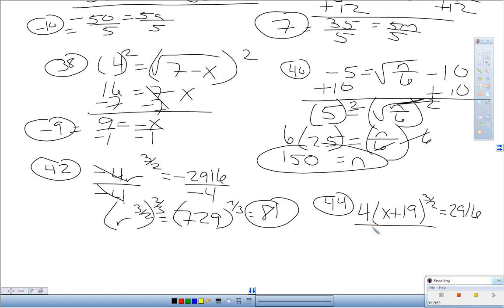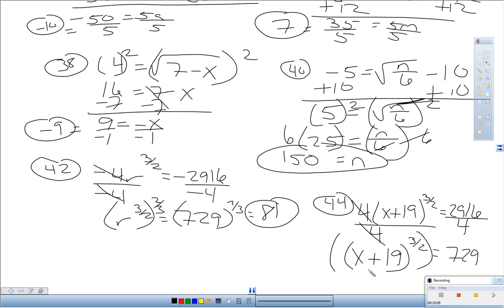First thing, divide both sides by 4. So that'll give me x plus 19 to the 3 halves. And let me use my calculator. 2916 divided by 4 gives me 729.